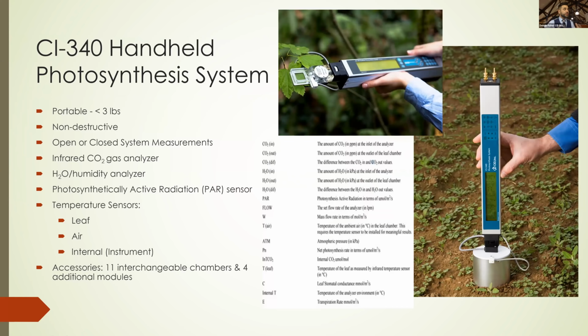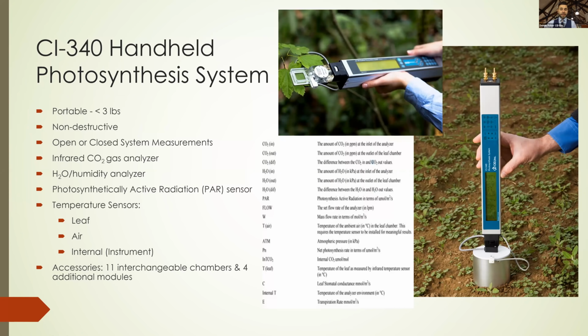So, to get straight to what the instrument is, the CI-340 handheld photosynthesis system, providing essential utility in the lab and field. It's light, it's handheld, and doesn't require a backpack of gear. The instrument is really just field ready, as you can see there, at less than 3 pounds.